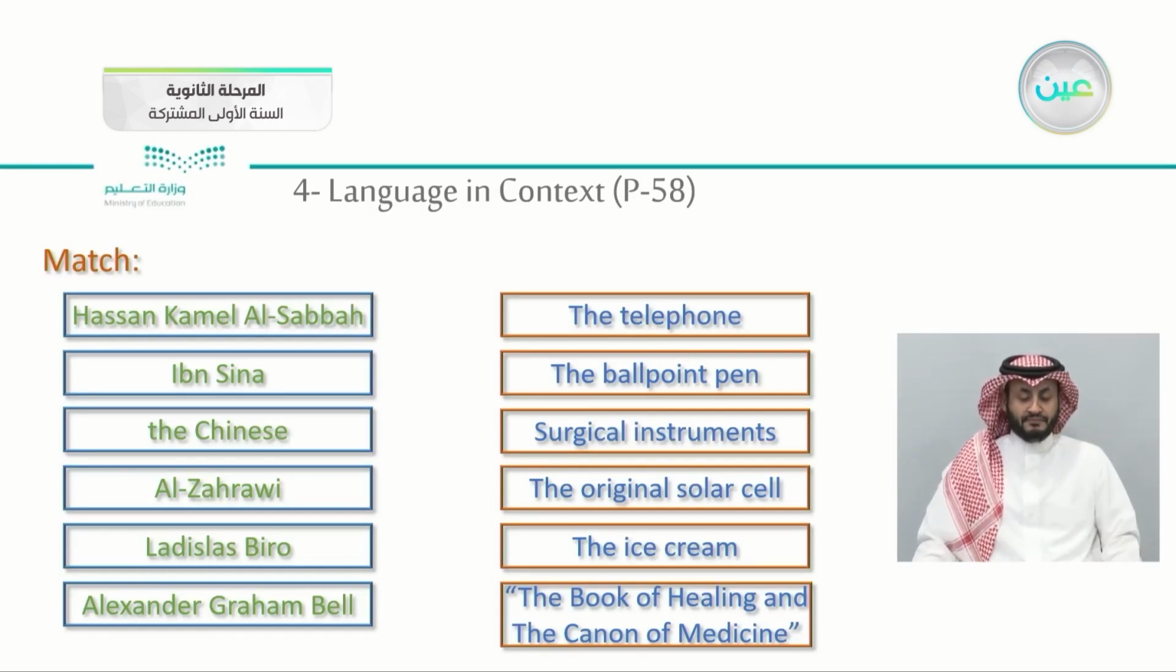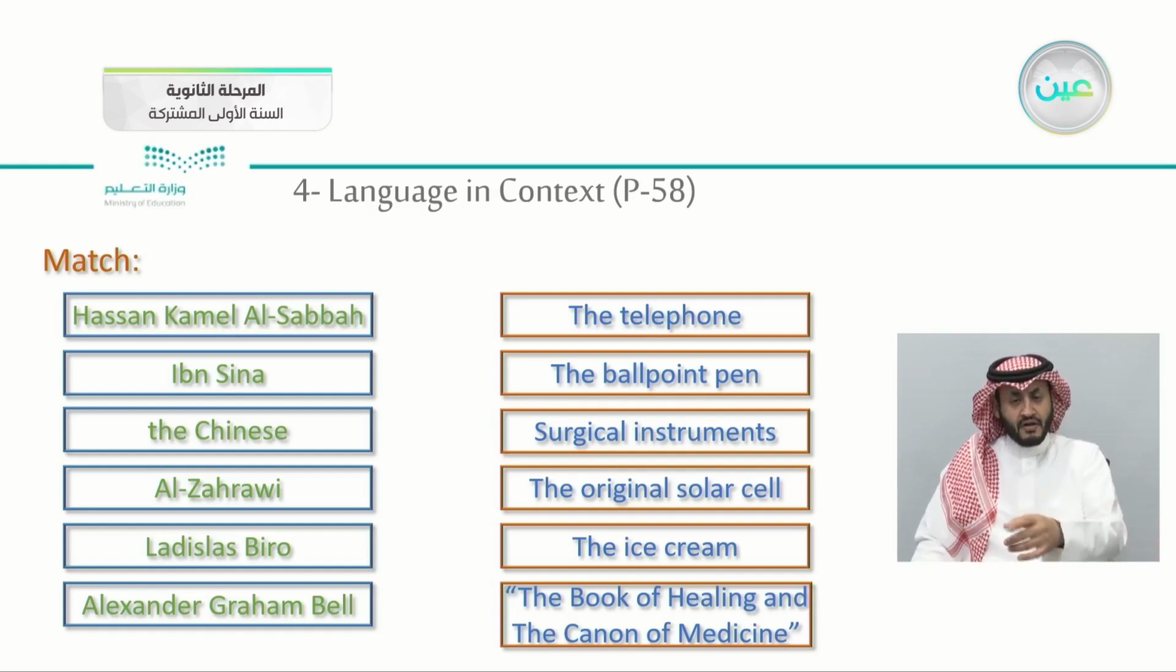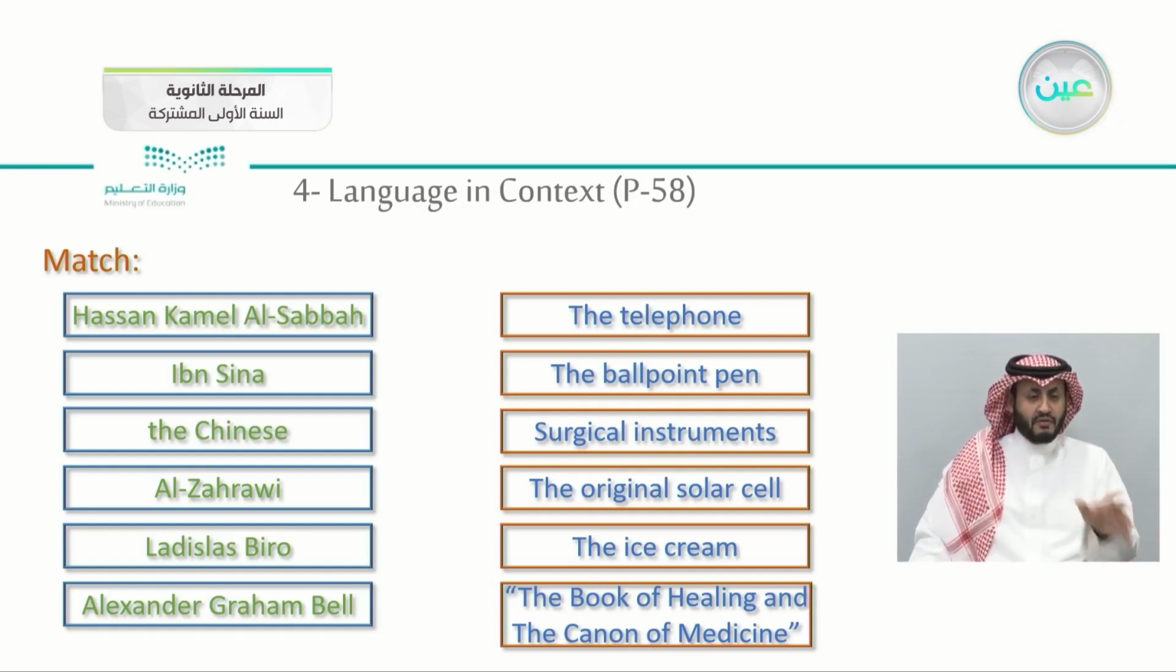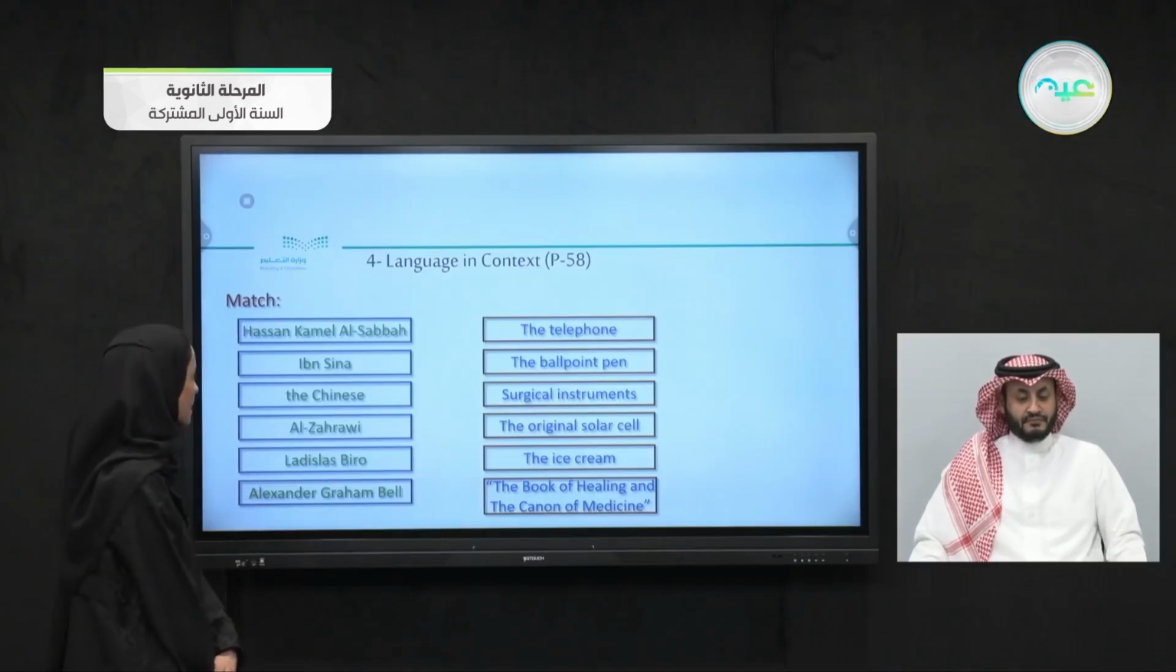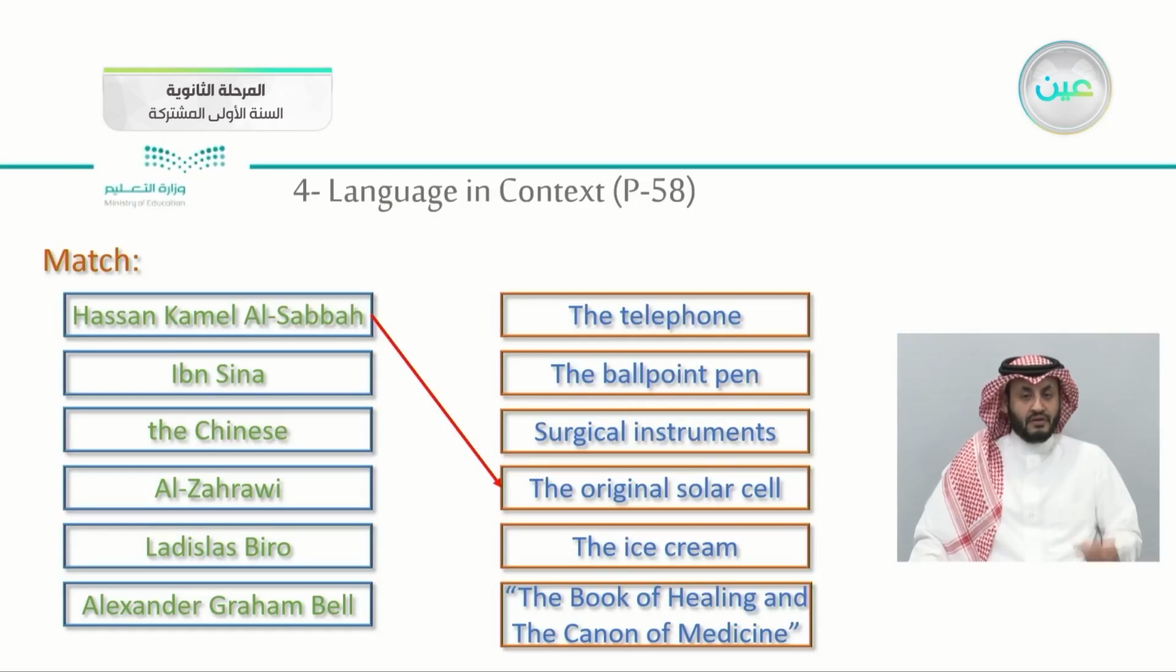So, Hassan Kamel Al-Sabbah, Ibn Sina, the Chinese, Al-Zahrawi, Ladislaw Biro, and Alexander Graham Bell. We have many inventions here. So what did he do? Hassan Kamel Al-Sabbah. If you want to do your own research, you can. Hassan Kamel Al-Sabbah was responsible for the original solar cell.